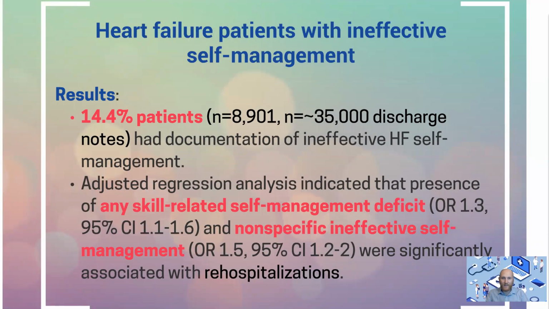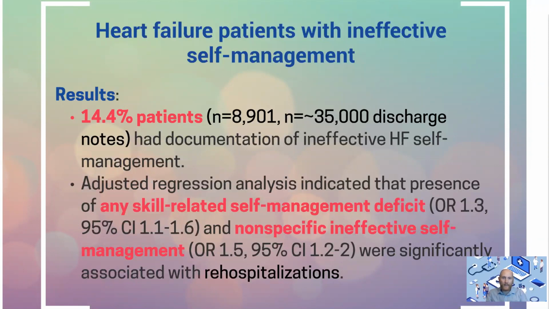So in terms of results, in this database, we had a pretty large number of patients, about 9,000 patients with about 35,000 discharge notes, because they were admitted to hospitals multiple times during the period of 3 years of the study. We found that for about 14% of those patients, there was a documentation of ineffective heart failure self-management. So this is one finding, right? That's one thing that you can do with natural language processing, identifying patients who are struggling with self-management.